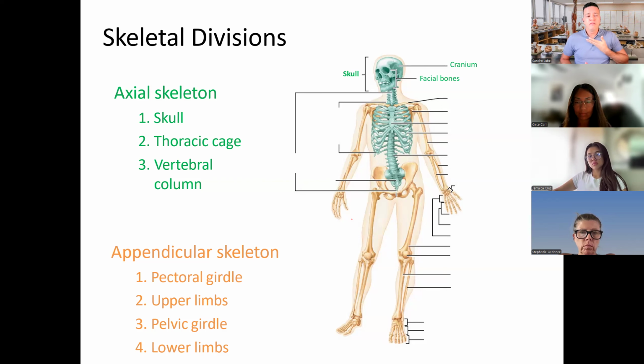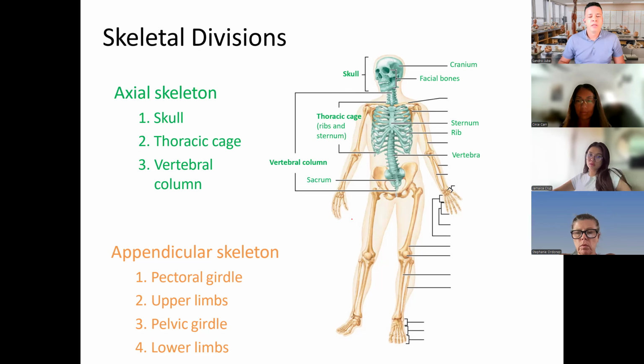Then moving inferiorly, we're going to find the thoracic cage, and the thoracic cage is made of the sternum and the ribs. And then we have the vertebral column, and the vertebral column includes the vertebra. So each one of those bones is a vertebra. And then all the way at the bottom, we're going to find what we call the sacrum with a coccyx at the end. Okay, they all belong to what we call the vertebral column.